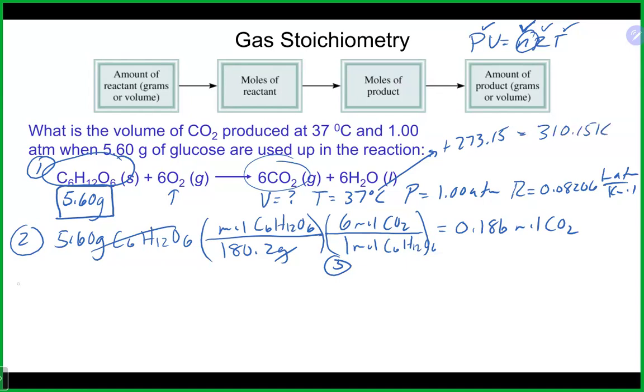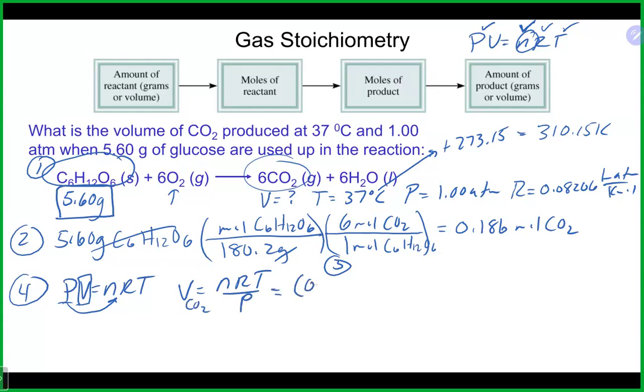I can now really do the fourth step of my stoichiometry, which is we're going to use the ideal gas law. Once again, here we're interested in volume. So we're going to solve for V. We're going to bring P to the other side. Volume will equal nRT divided by P in this case. Popping in our numbers for CO2, we will end up with 0.186 moles.